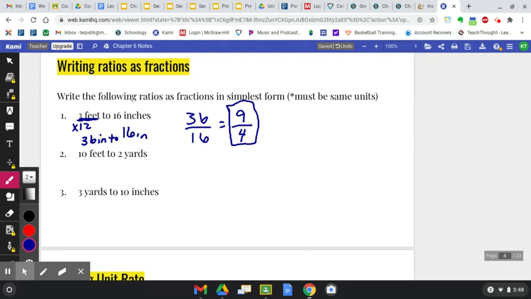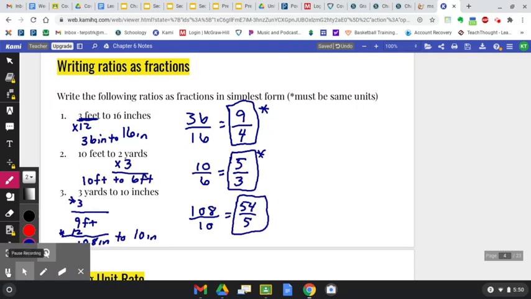See if you can do the conversions. And it's probably easiest if you turn yards into feet, right? You turn it into the smaller one. So here you could turn this one. You got to be careful. You got to go yards to feet and then feet to inches. So see if you can do those conversions and write the ratios in simplest form. So pause the video here and see how you do.